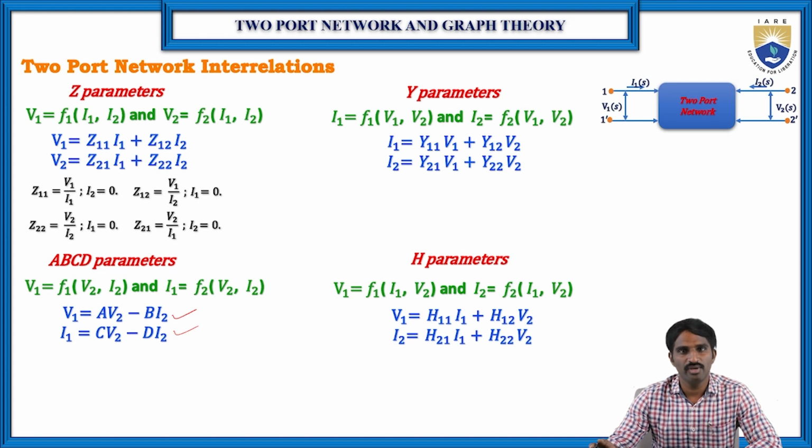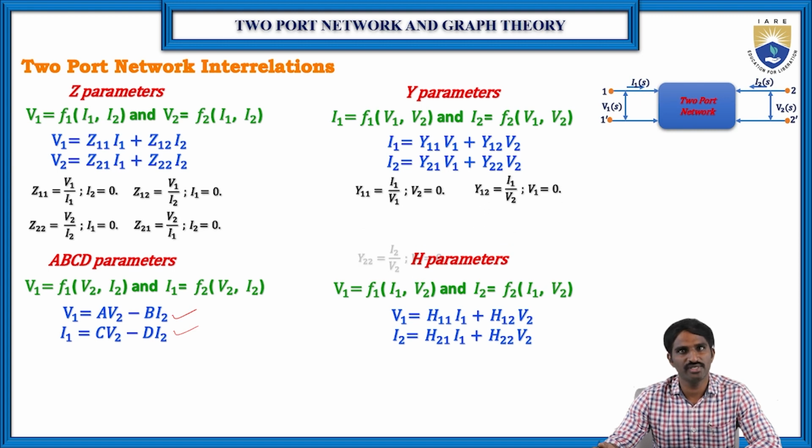Then similarly, by making the input terminals, which are the port 1 terminals, open circuit, so that I1 is equal to 0, we can find the two parameters Z12 and Z22. Here Z12 is equal to V1 by I2 and Z22 is equal to V2 by I2. As we already know, Z11 is the open circuit input impedance, Z12 is the transfer impedance between port 1 and 2, Z22 is the output impedance, and Z21 is again the transfer impedance between port 2 and 1.